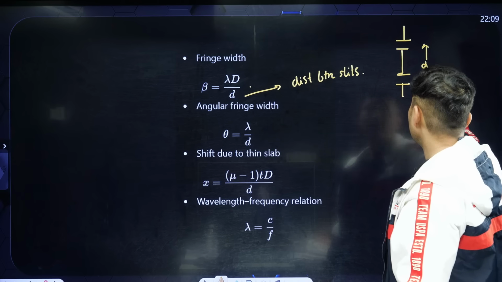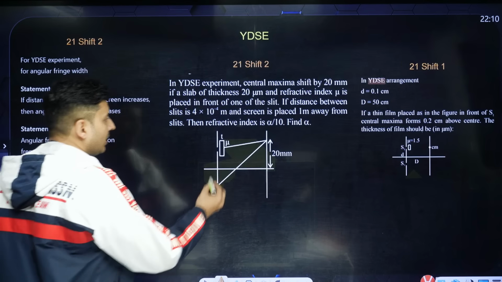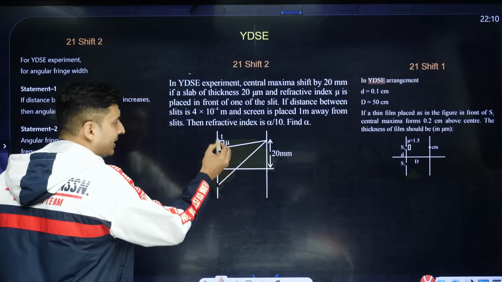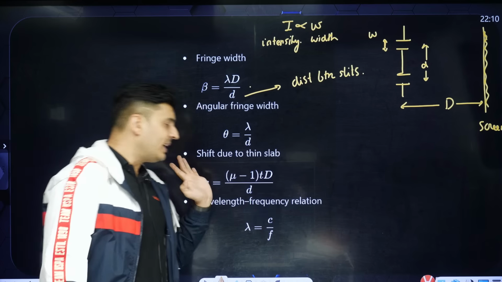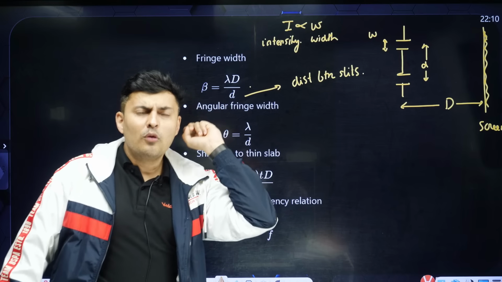So a lot of students got confused there. Angular fringe width is lambda by d, wavelength is c by f or c is lambda f. Lastly, if you add a slab in front of one of the slits, the entire pattern will shift, and that shift is given by refractive index of that film minus 1 into thickness of that film, into capital D divided by small d. This formula is very critical, guys.